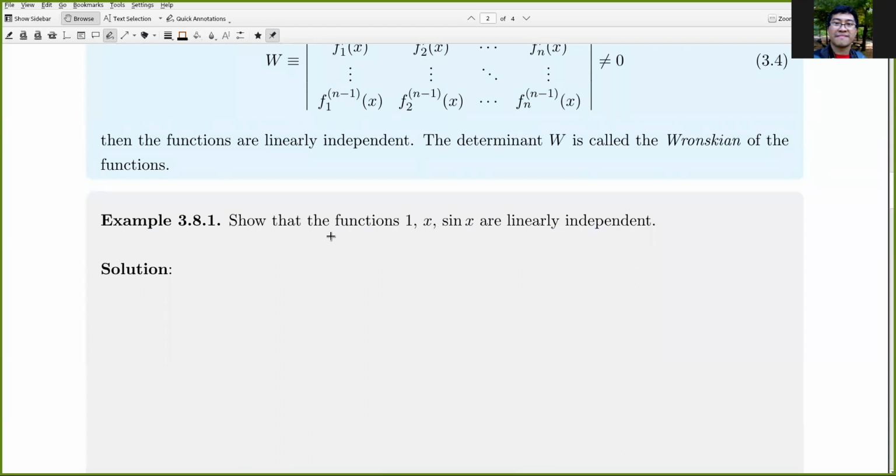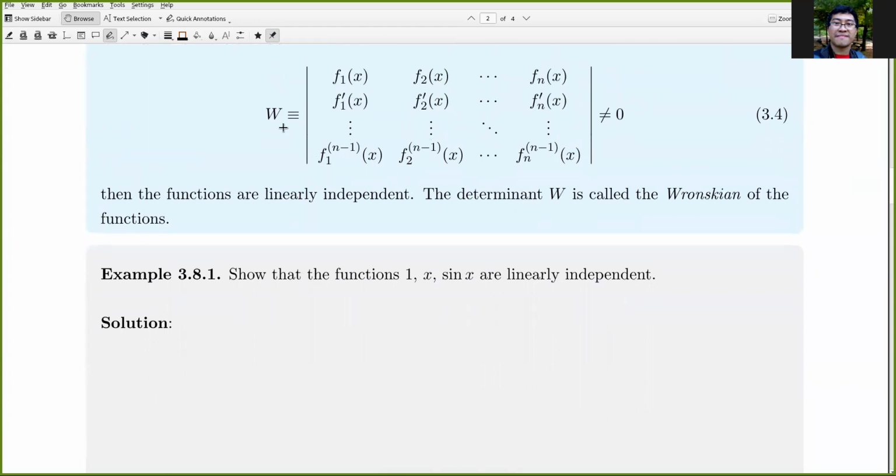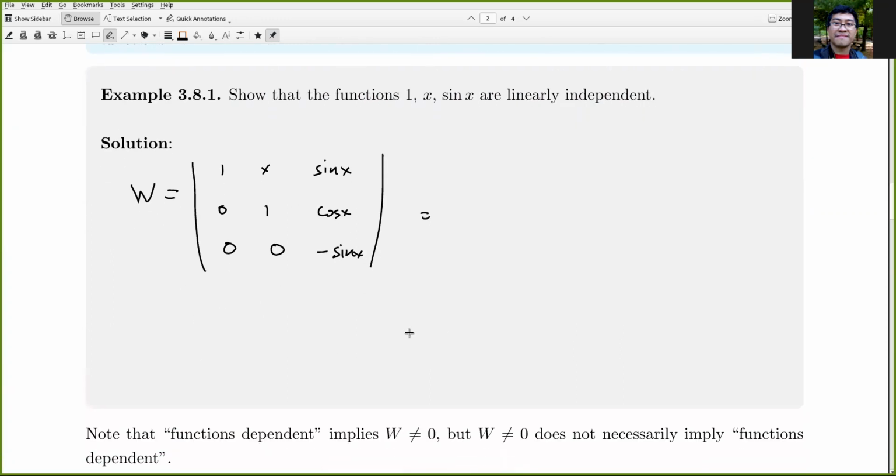For example, show that the functions 1, x, sine x are linearly independent. So we simply determine whether the Wronskian is 0 or not. For our W, we have 1, x, sine x. Take the first derivative, that's 0, 1, cosine x. Take the second derivative. There are three functions, so you need up to the second derivative: 0, 0, negative sine of x. And then you take the determinant.